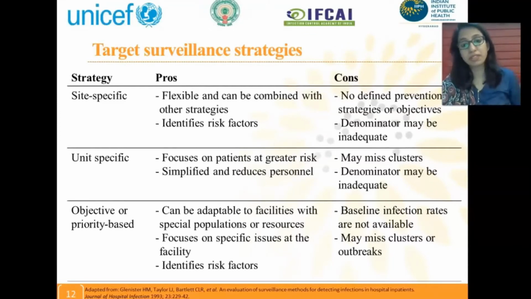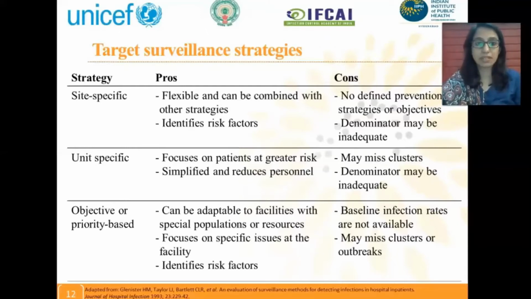If you go by units, you may miss other clusters which may be contributing to the infections coming to your unit. Again, you may not have the denominator to appropriately calculate the rates, and you may miss outbreaks or calculate baseline infection rates. So again, if you're setting up a surveillance system for the long term, a mix of hospital based and targeted surveillance makes more sense.